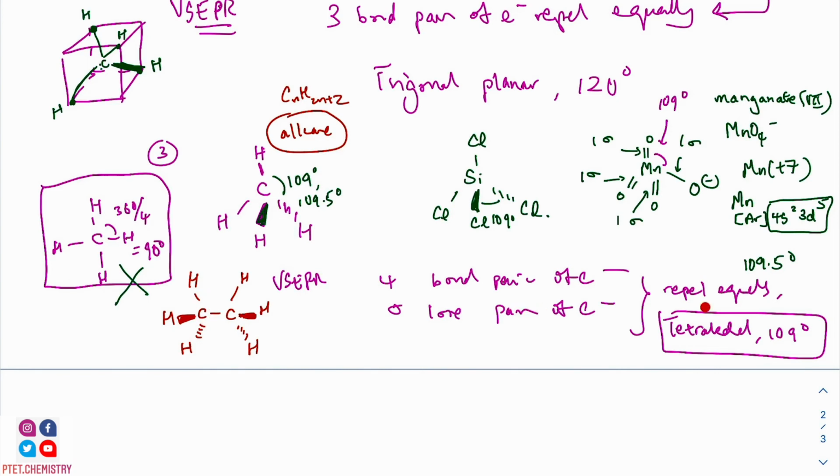The 4 bond pairs of electrons repel equally. You are going to get tetrahedral geometry. The bond angle is 109 degrees, or 109.5 degrees, around that carbon.